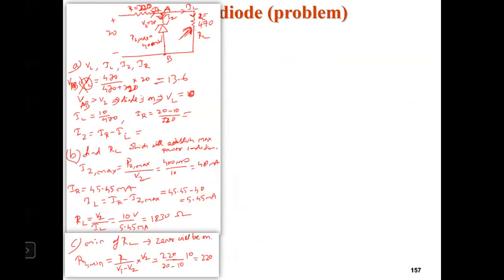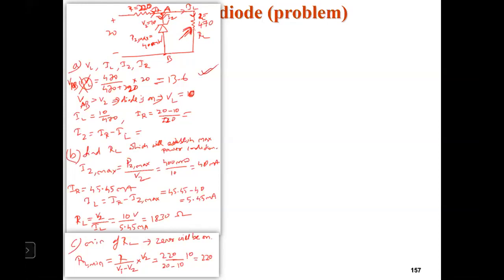Here, for this figure, the first part of the question asks to calculate VL, IL, IZ and IR. It is a simple question like the one we did at the beginning of the standard, with fixed RL and fixed VI. Similarly, we have to calculate these parameters.